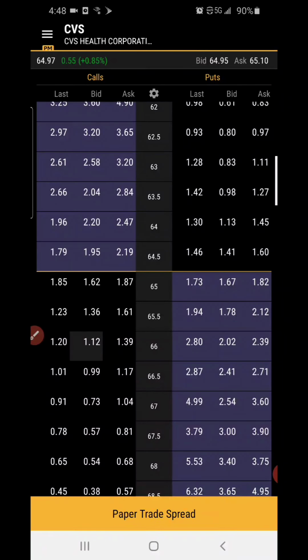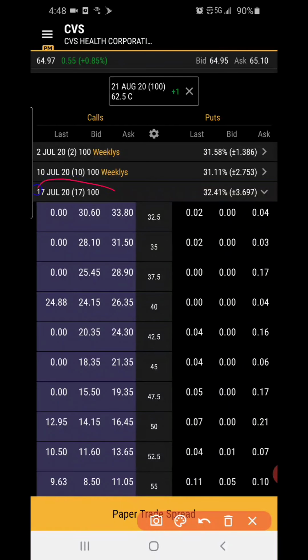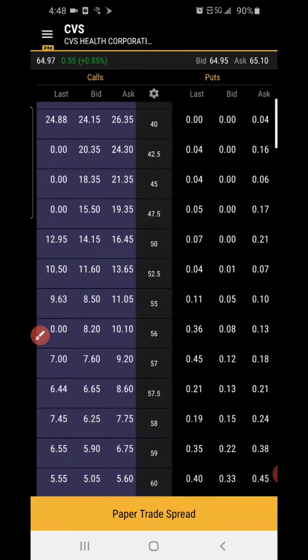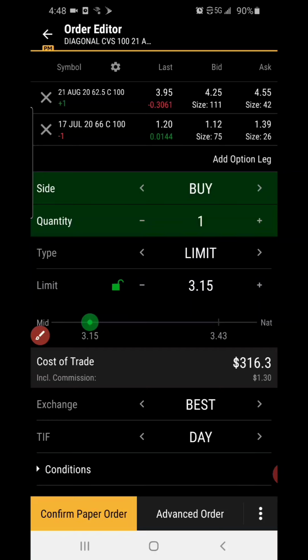Right, okay, yeah. So now I'm going to sell the July 17th. So you can see up here, July 17th, right? I'm selecting from those options. And I sold the 66, right? So you can see that I tapped in the bid column because I'm selling the July 17th 66. So when I click paper trade, you'll be able to see that the cost is $3.15 or $315 for this.